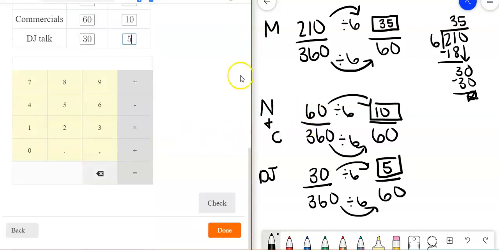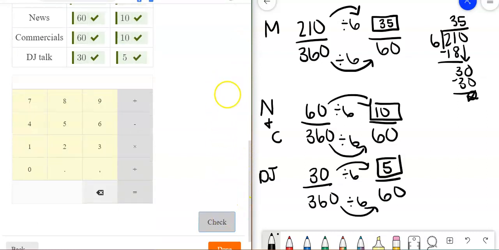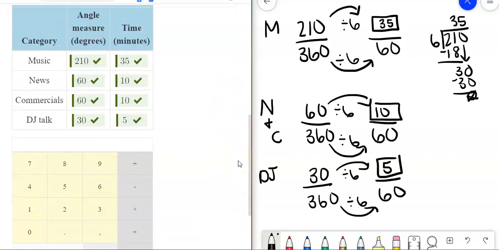Now, give yourself some leeway on this. It is harder than what we have been doing. We're learning to use a new tool. You have a protractor. So give yourself some leniency here.